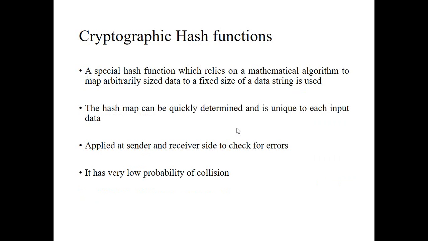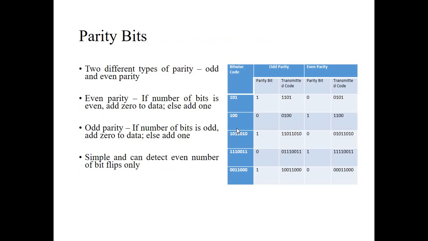Here, a special math algorithm is used to map data of arbitrary size to a string of fixed length called a key. Using this technique, the hash map can be quickly calculated and is unique for each and every data. The advantage of this technique is that the probability of collision occurring is quite low. Let us move on to parity bits.